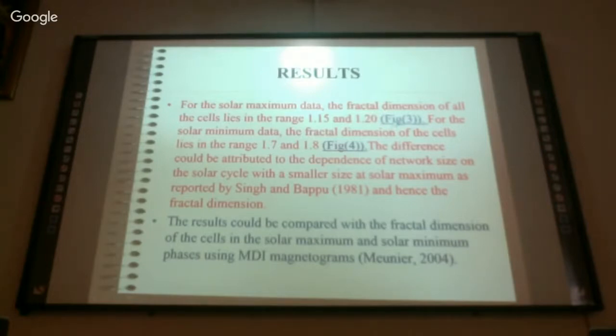I'll show you later. The difference could be attributed to the dependence of the network size on the solar cycle, the smaller size at solar maximum, as indicated by Singh and Bappu's 1981 paper. I have compared the fractal dimension of the cells in the solar minimum and maximum phases using MDI magnetograms, which was carried out by Derneği in 2004. It matches very well. My results are in full agreement with Derneği's work.